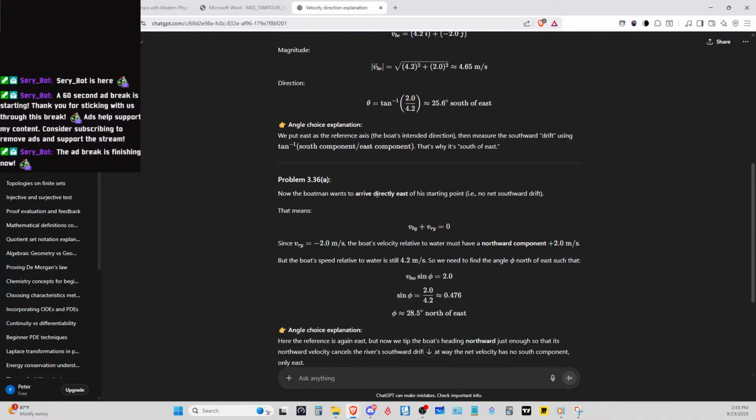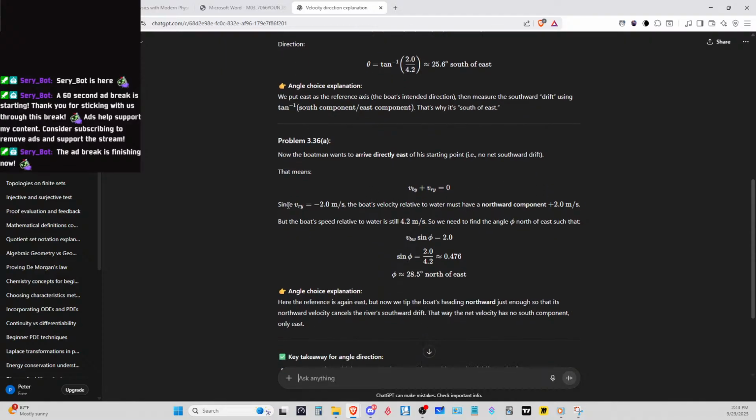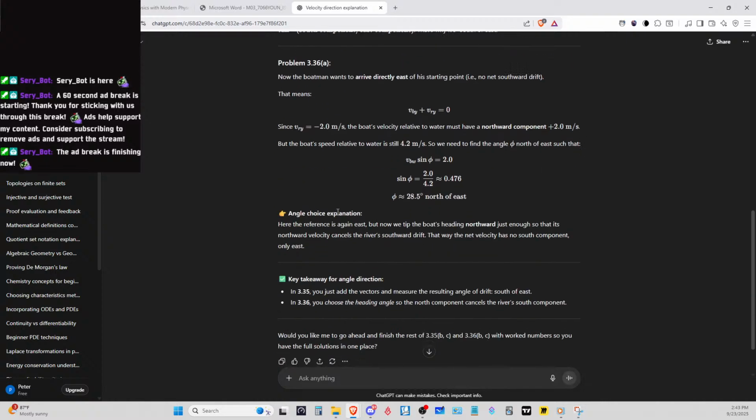Now for the boatman to arrive directly on the east starting point, i.e. no southward drift, let's see. The angle choice explanation. Here the reference is again the east, but now we tip the boat's head northward just enough so that its northward velocity cancels the river's. That way the net velocity has no south component, only east.